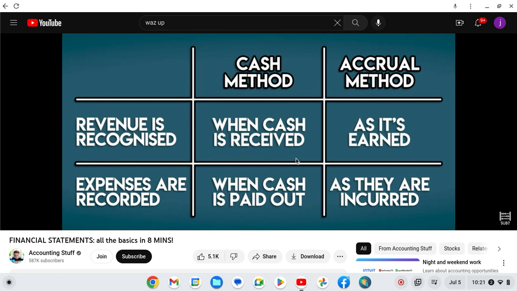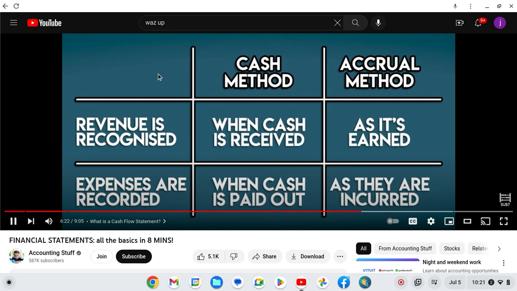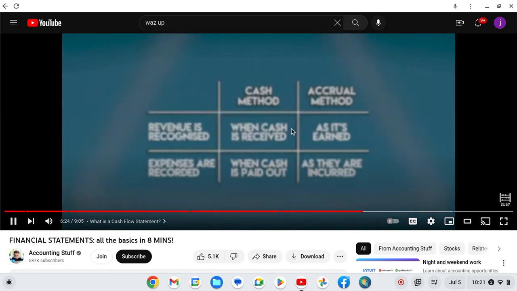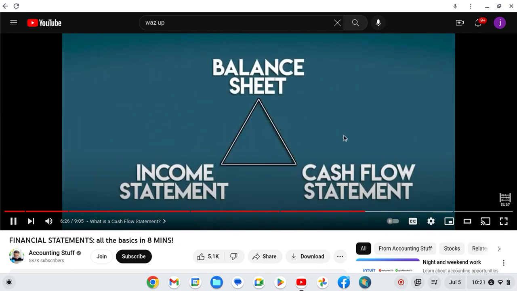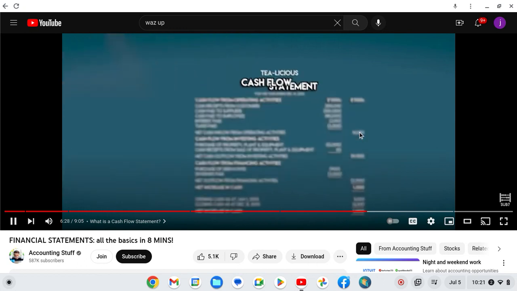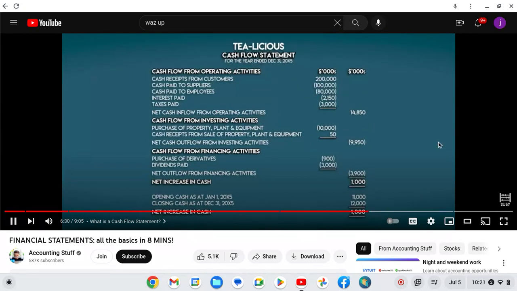This means that cash inflows and outflows aren't equivalent to revenues and expenses, which are reported separately in the income statement. A cash flow statement looks like this. In the header, we have the period of time that it relates to.